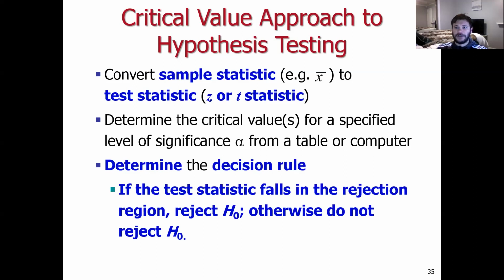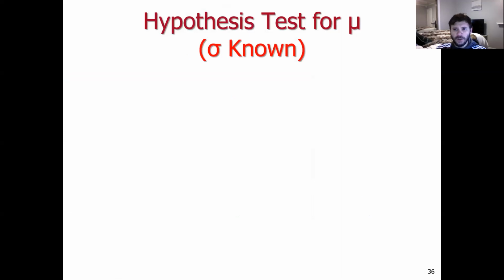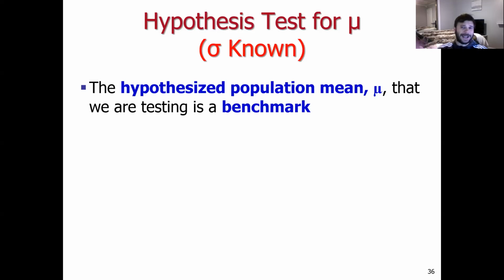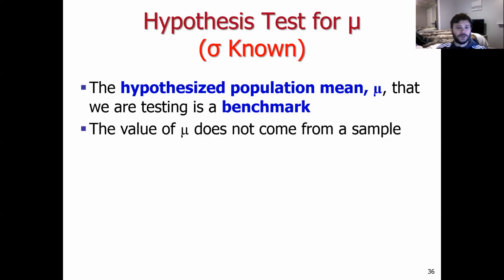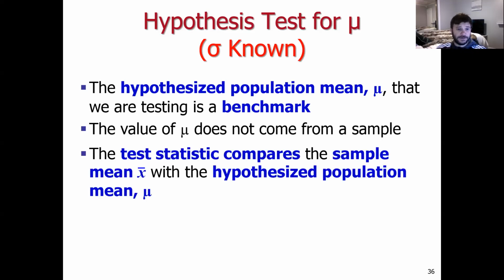And just like our confidence interval case, we're going to start out in a situation where we know what the population standard deviation is to start. We'll relax that assumption in the next segment, jump back and use the t-table to help us a little bit. But again, that hypothesized population mean mu is the status quo benchmark that we are testing. The value of mu is not coming from a sample here. The test statistic does come from a sample. So for the test statistic, we're going to essentially compare X bar to our hypothesized mu and check how far X bar is away from that.